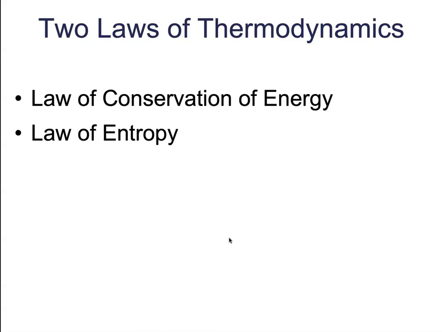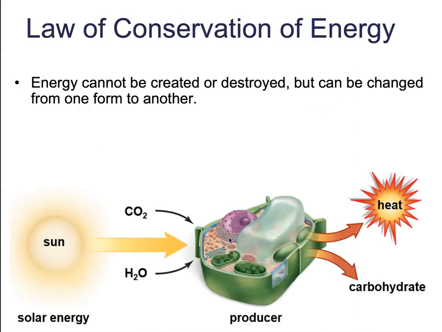There are two laws of thermodynamics that explain how and why energy flows through ecosystems and then through those individual cells. The first law of thermodynamics is the law of conservation of energy. This states that energy can neither be created or destroyed. It can be changed from one form to another. So we don't ever destroy energy. We don't lose energy necessarily. We just convert it. We're converting solar energy into carbohydrates and heat.